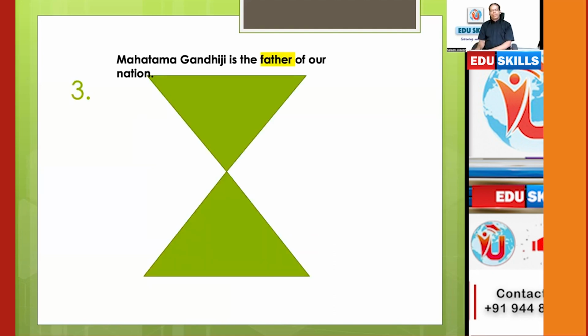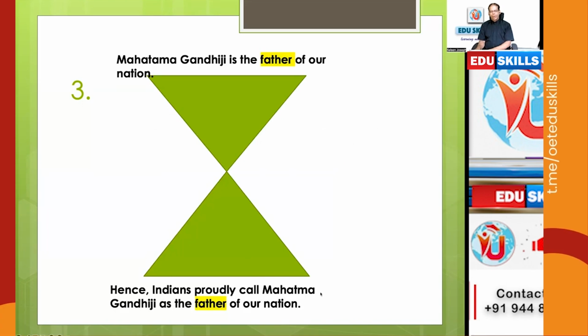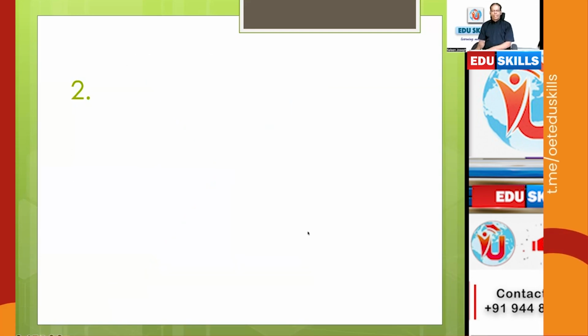That can even be paraphrased: Indians proudly call or respect Mahatma Gandhiji as the father of our nation. It can be in the beginning, and paraphrasing at the end, repetition. That's what we call the link or the concluding statement.